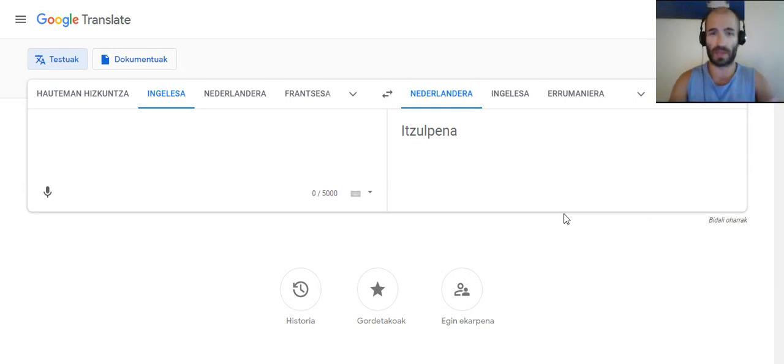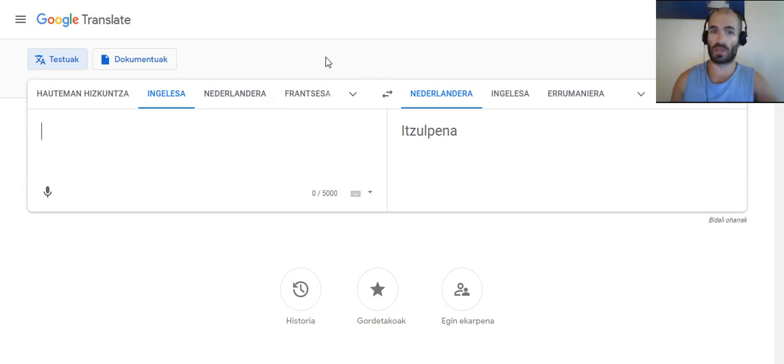So this is Google Translate. I'm sure you're familiar with it. This is in Basque. This is my mother language. I always use it in Basque. And this is my target language. I'm learning Dutch.